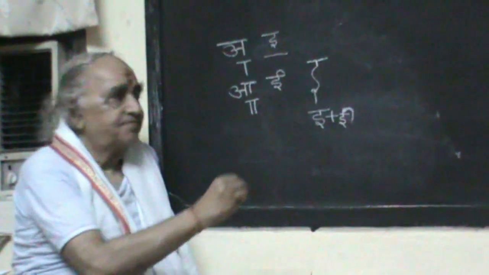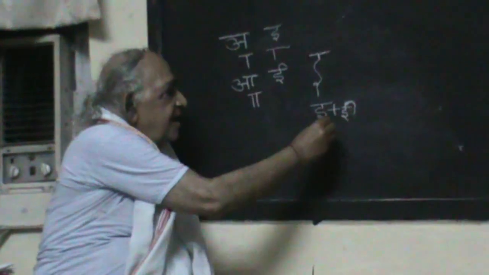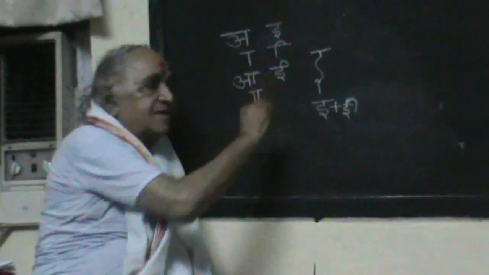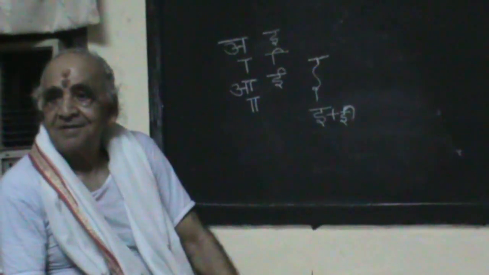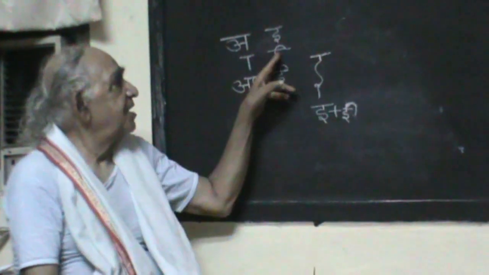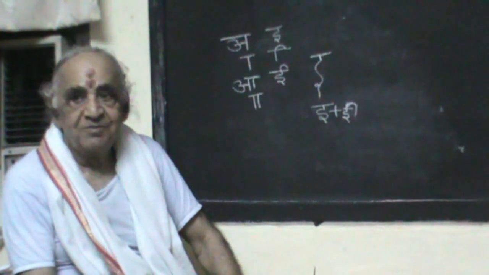So this seat, this one part of A, comes here. So this one part of the consonant comes here to attach to the leg of this letter.